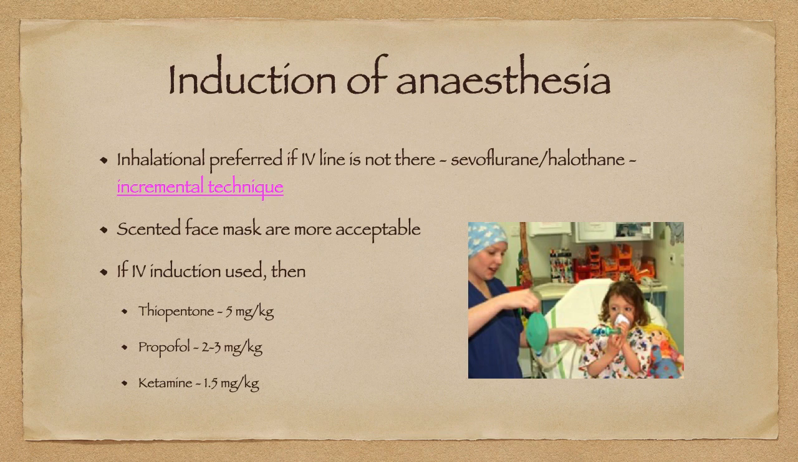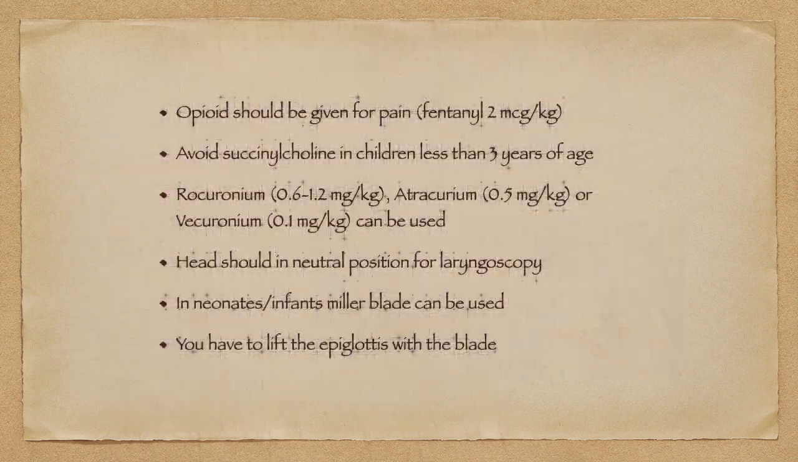If IV induction, then thiopentone, propofol, or ketamine you can use for the induction. Opioid should be given for pain relief. Fentanyl usually we use, fentanyl 2 microgram per kg. Avoid succinylcholine in children less than 3 years of age. So these things you have to keep in mind.